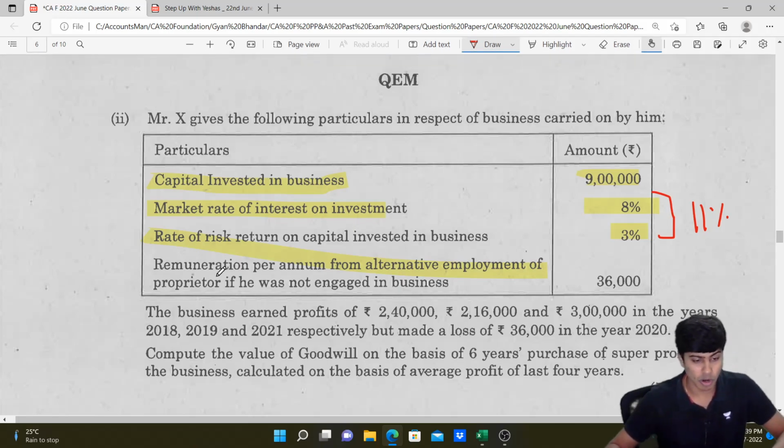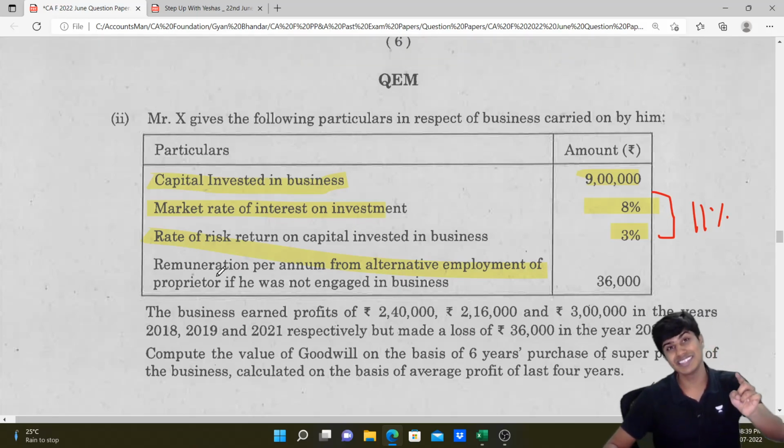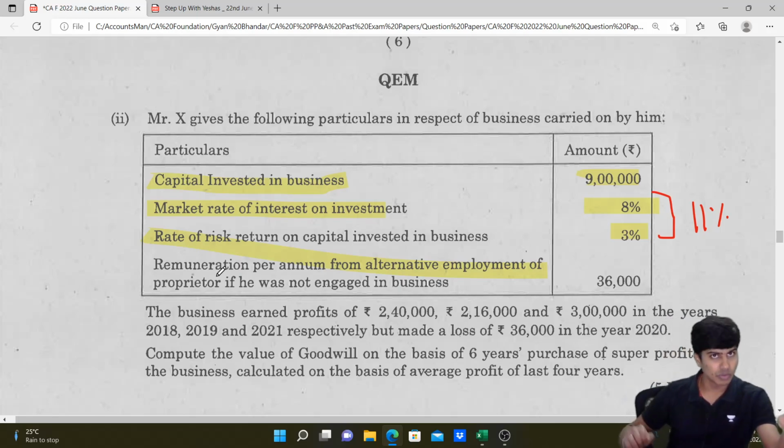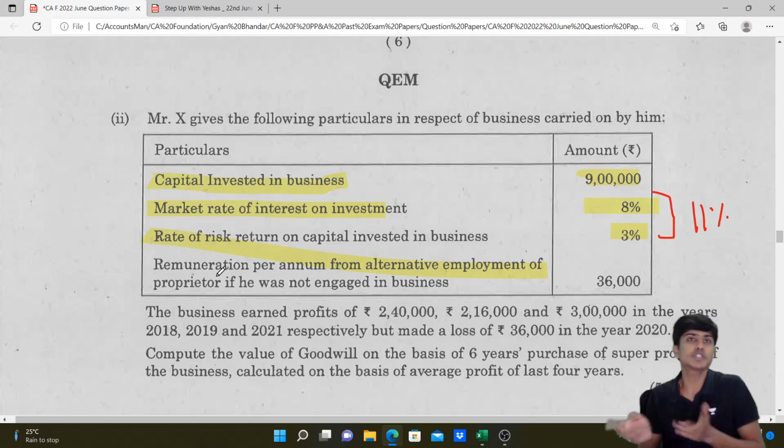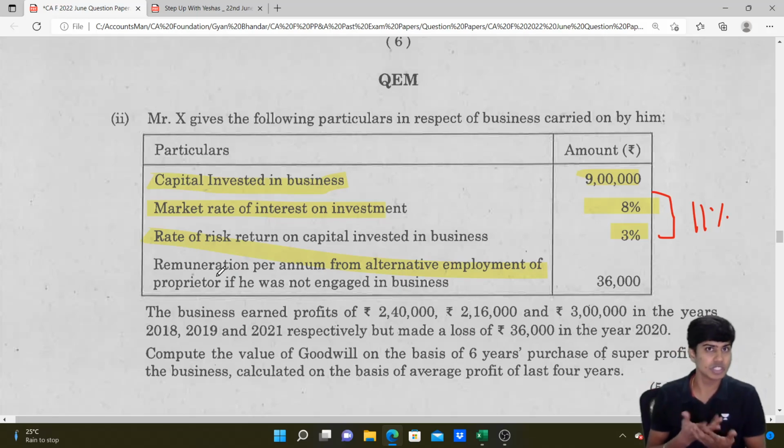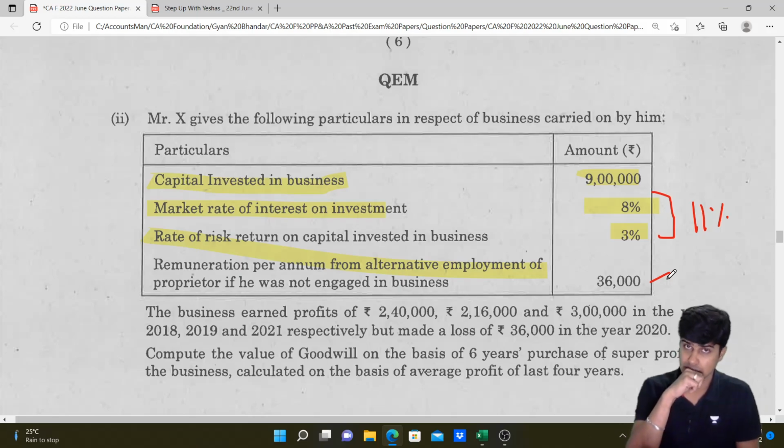Remuneration per annum from alternative employment, opportunity cost. This has to be deducted from each year's profit. Why? Even if you wouldn't have done business, so much of money you would have earned. So this is not our profit. This is salary expense to the proprietor. Treat it like an expense which is not charged. 36,000. So there are two ways of handling this 36,000.